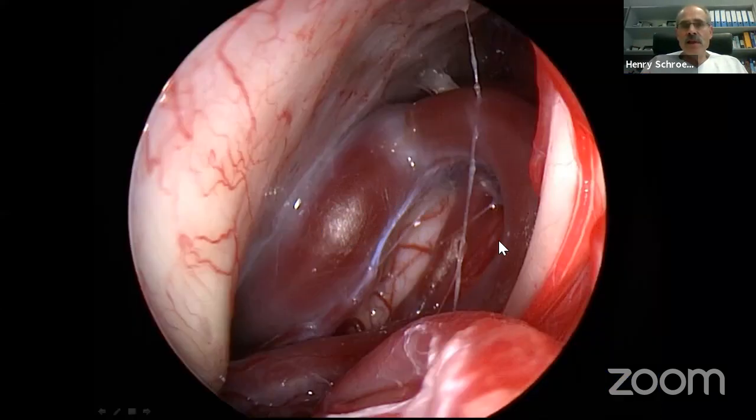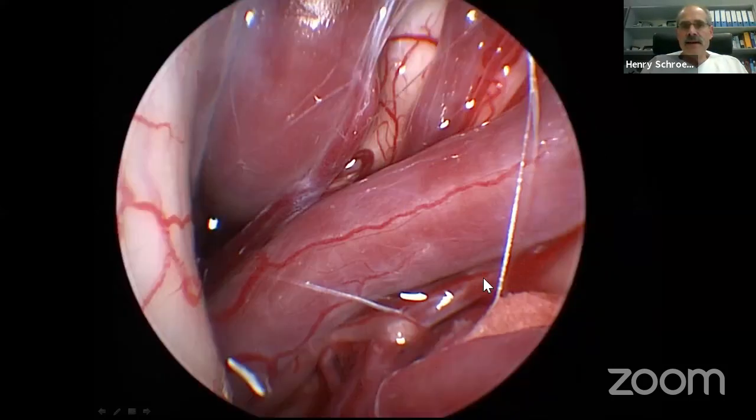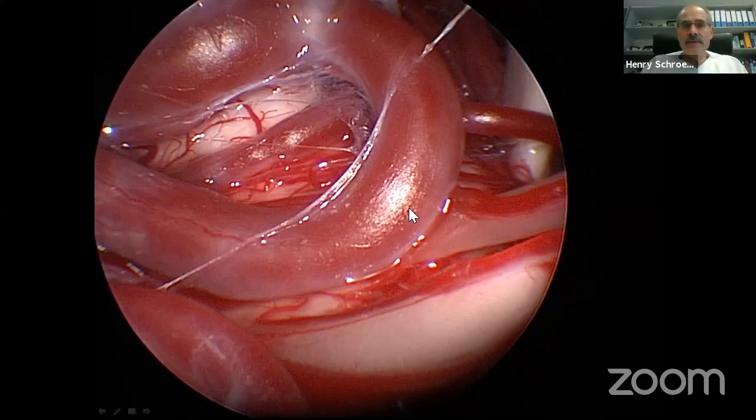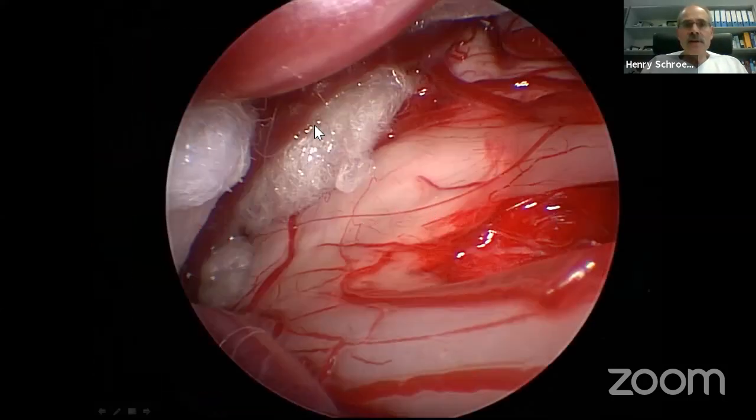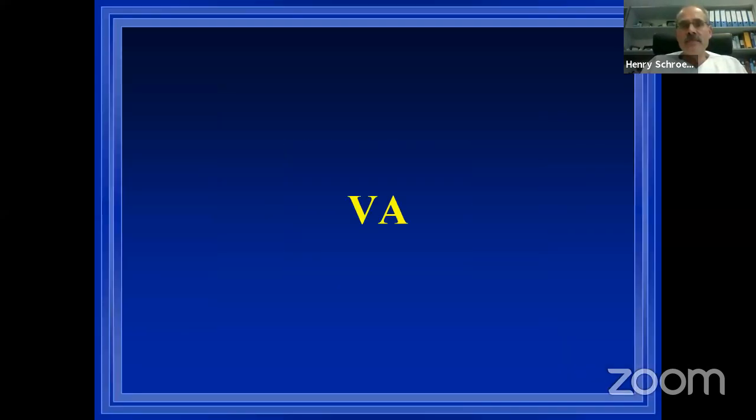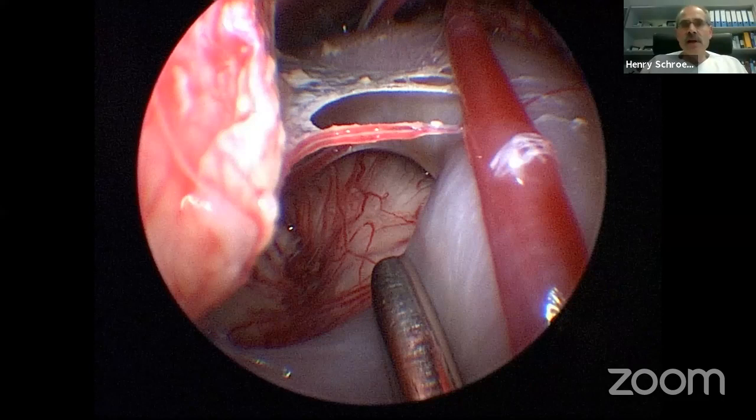You see the vertebral artery running here. And there's a second artery running there, also with contact. So the vertebral artery, here you see the second artery, both have contact with the facial nerve. See the grooving here? That is a double compression. Vertebral artery alone can also be compressed.